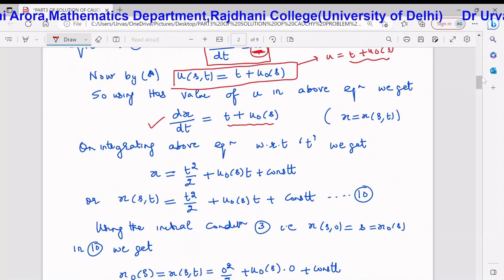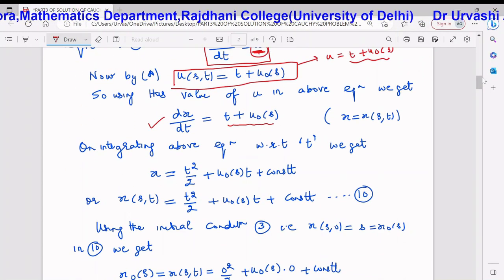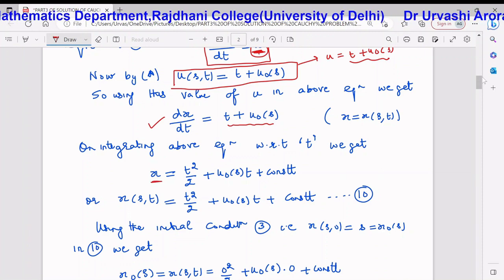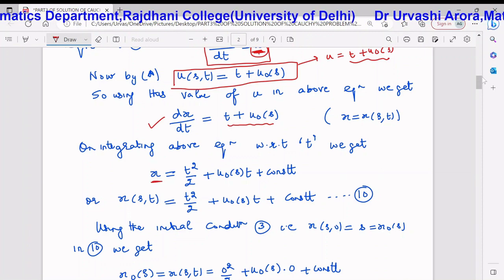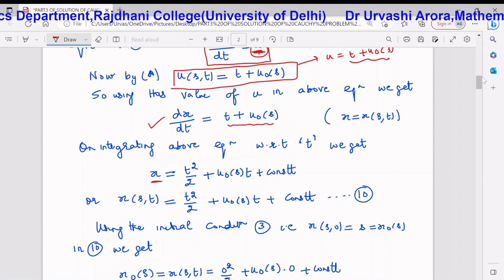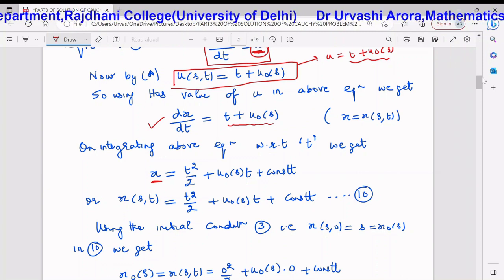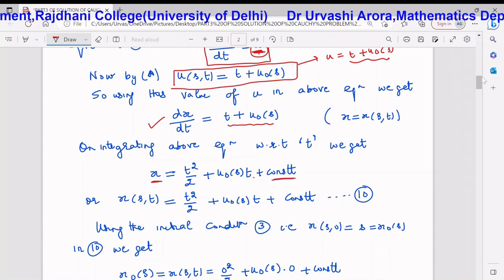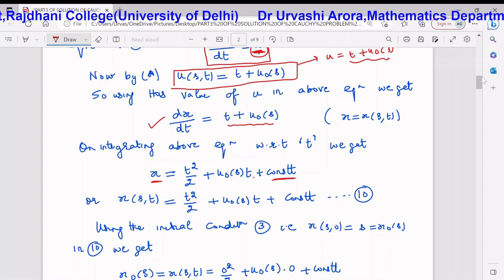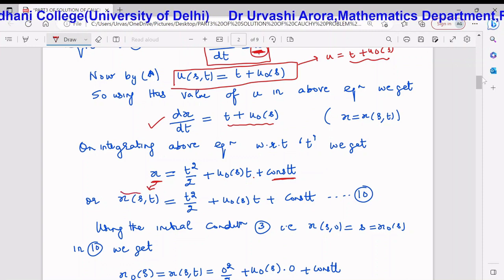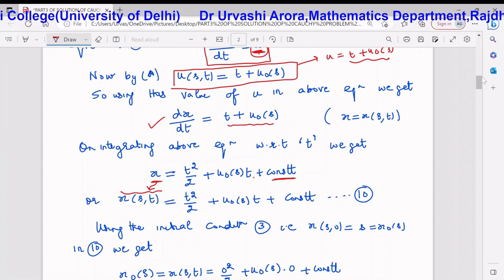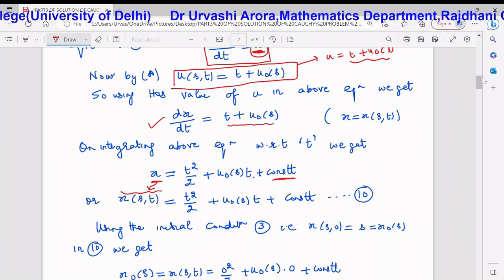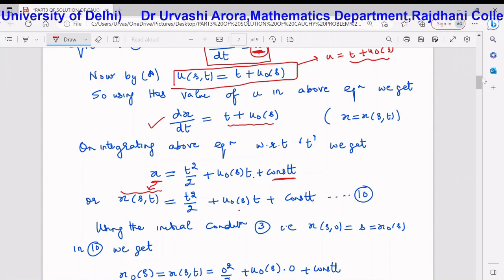and t. So, integrating this equation with respect to t, on the left hand side we have x, and the integral of t with respect to t is t square by 2 plus u naught s into t plus a constant of integration. Writing x explicitly as x(s,t), a function of s and t, it is equal to t square by 2 plus u naught s t plus constant.